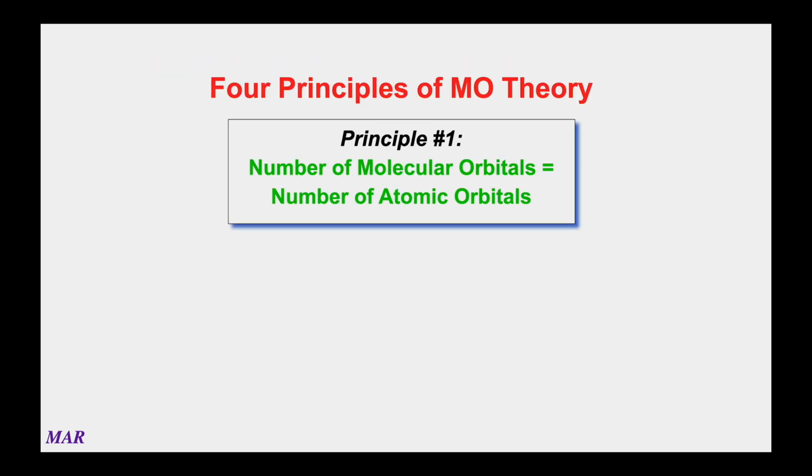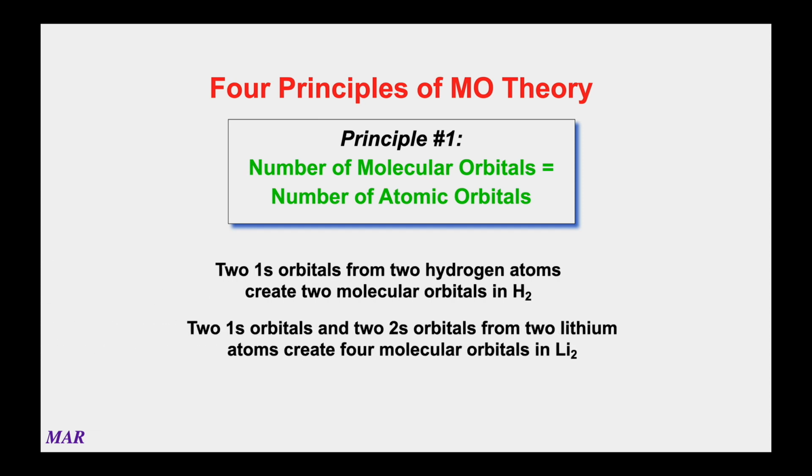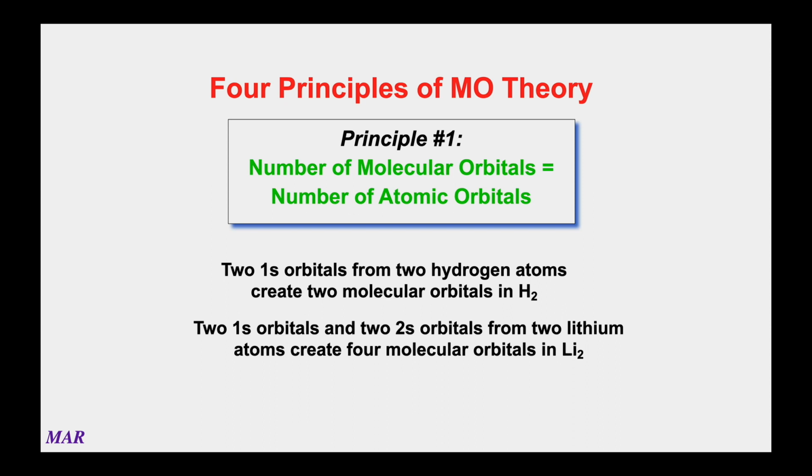Anyway. In molecular orbital theory, there are 4 principles that have to be followed, and we'll go through the principles to kind of lay the groundwork here for what's going on. Principle number 1 is that the number of molecular orbitals must equal the number of atomic orbitals, and there's lots of reasons why, but essentially the number of atomic orbitals you put in equal the number of molecular orbitals you get out. So if you put in 2 1s orbitals from 2 hydrogen atoms, you're going to end up with 2 molecular orbitals in the H2 molecule.